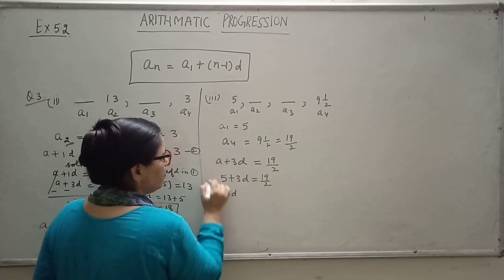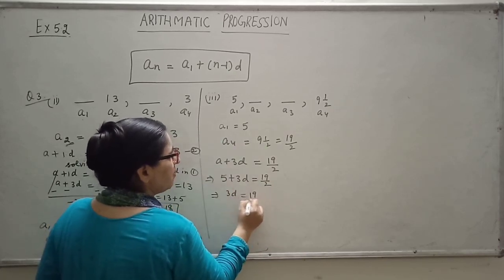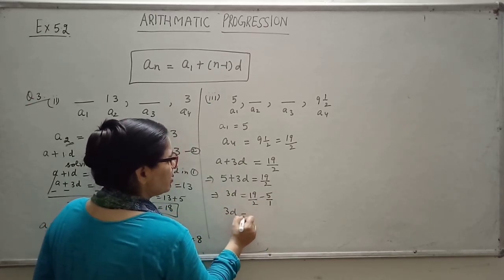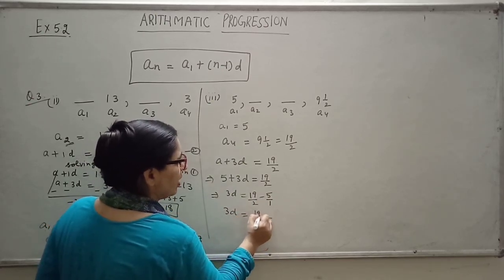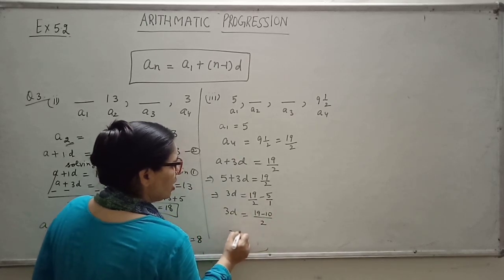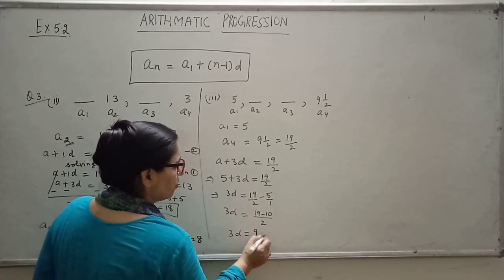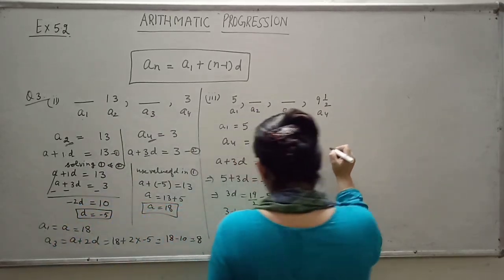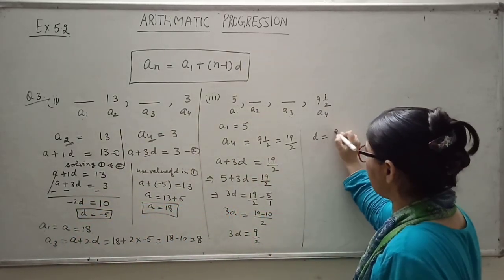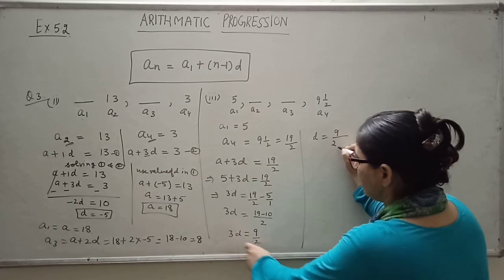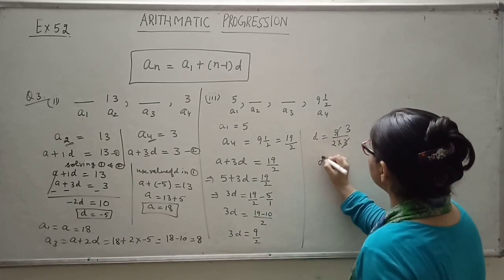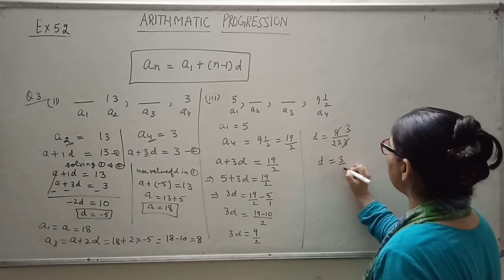Simplify this. This is 19 by 2 minus 5 by 1. So this is 3D is equal to, LCM लेके this would become 3D is equal to 9 by 2. Okay. So now D will be equal to 9 by 2, this 3 will go to the denominator. 3 3 is 9. So D is equal to 3 by 2.